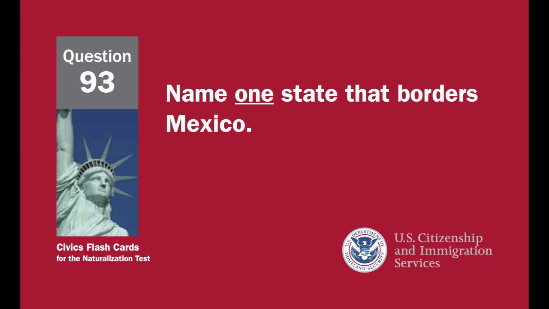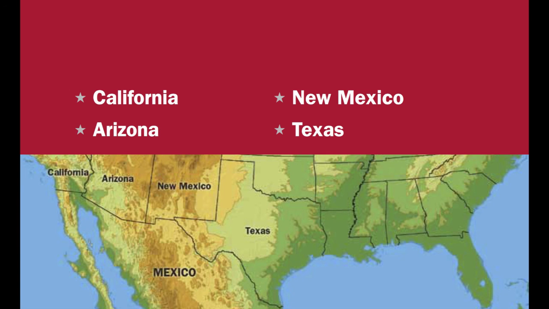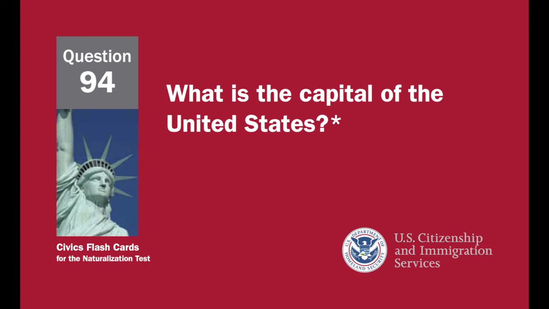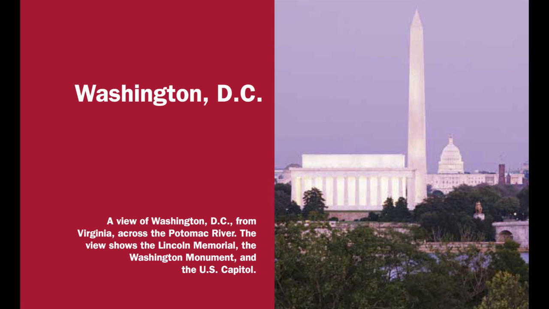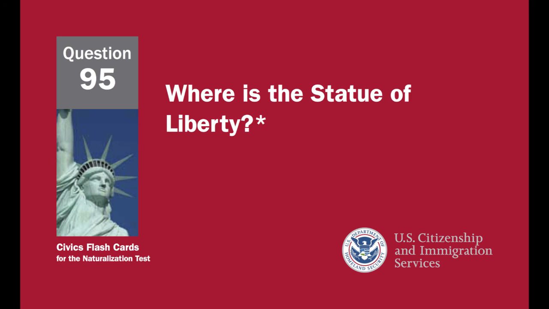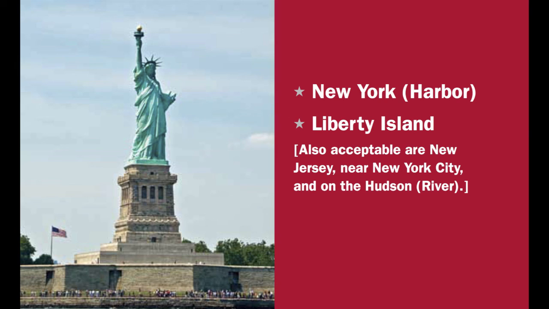Name one state that borders Mexico. California, Arizona, New Mexico, Texas. What is the capital of the United States? Washington, D.C. Where is the Statue of Liberty? New York Harbor, Liberty Island. Also acceptable are New Jersey, near New York City, and on the Hudson River.